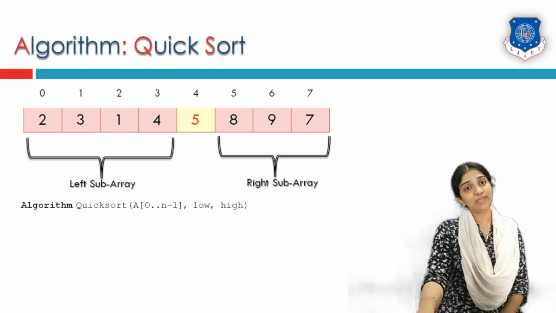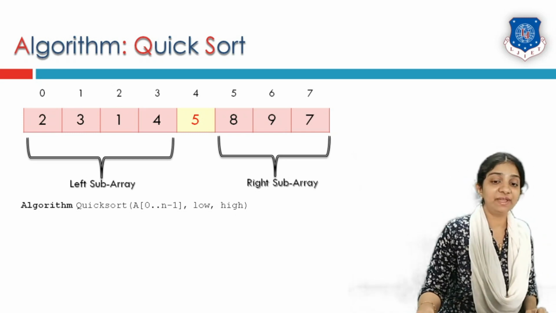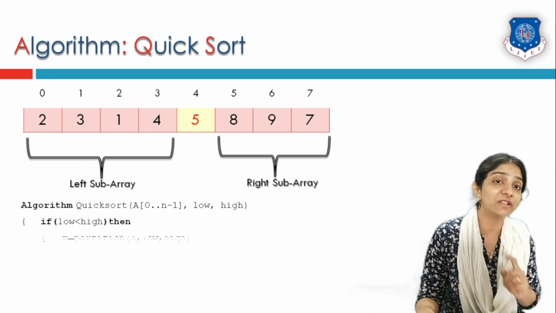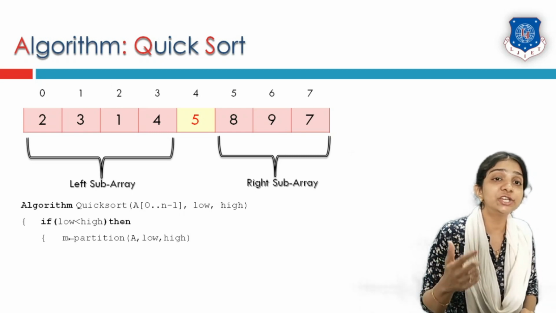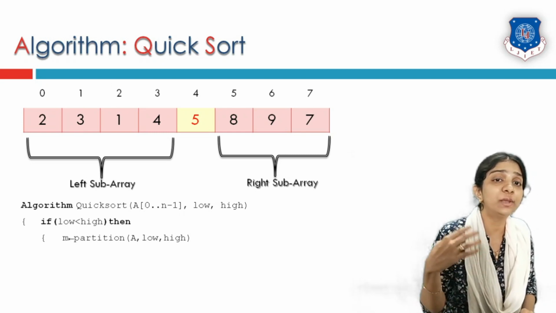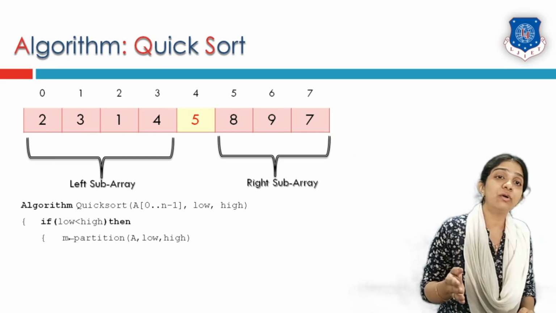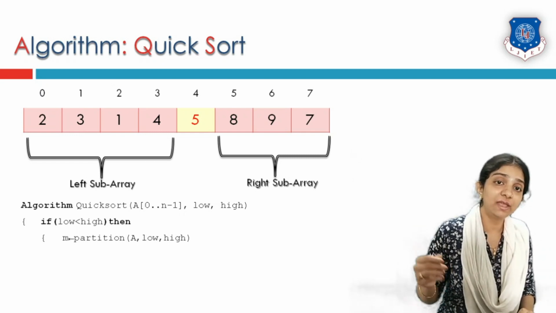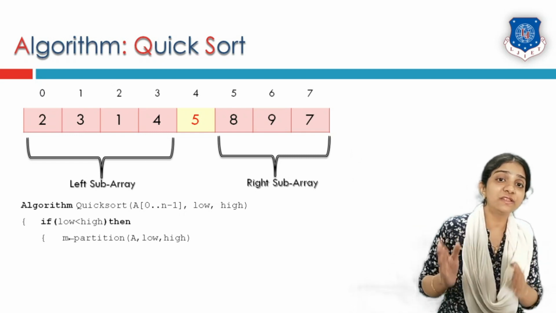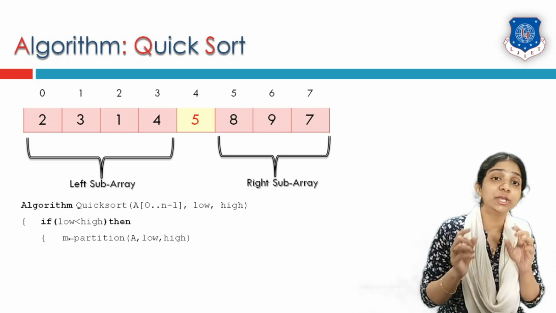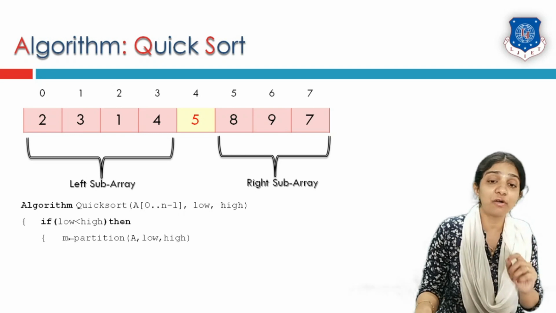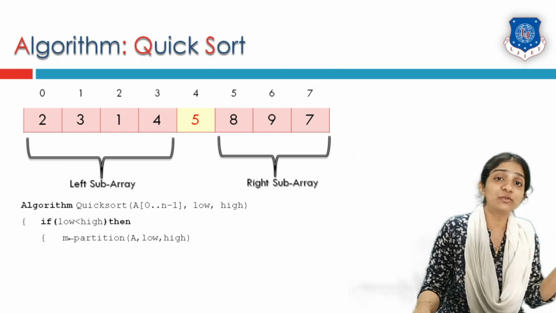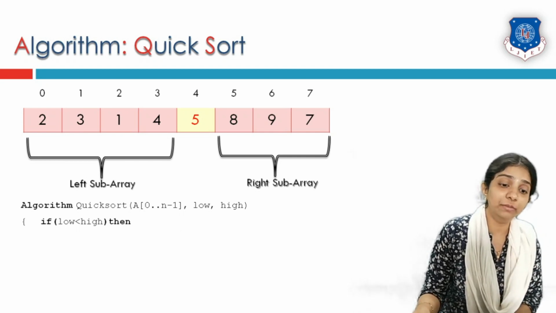So quicksort, which works on array elements 0 to n minus 1 with low and high indices, first checks whether the low index is lesser than the high index. This condition ensures that the array contains more than one element. Then we call the partition algorithm with array A, low and high indices. This algorithm returns the partition index, which in this case is the index of element 5, and is stored inside the variable m.